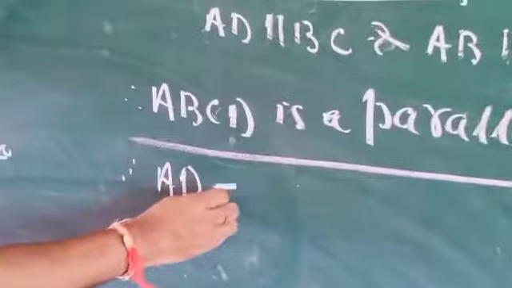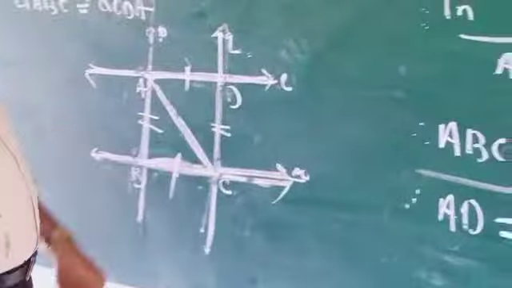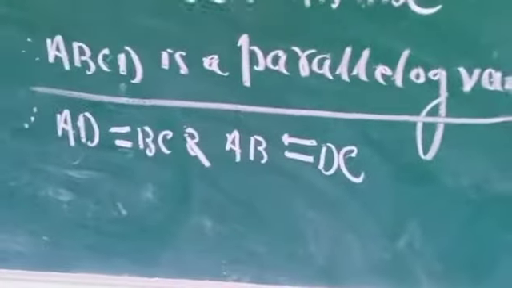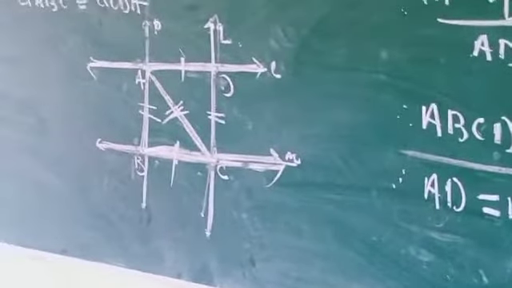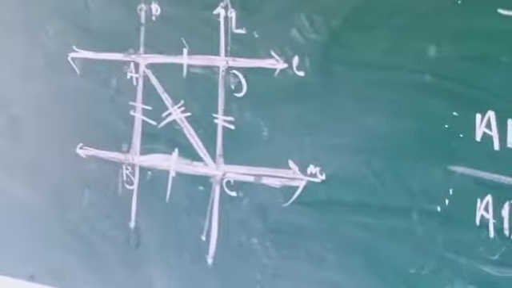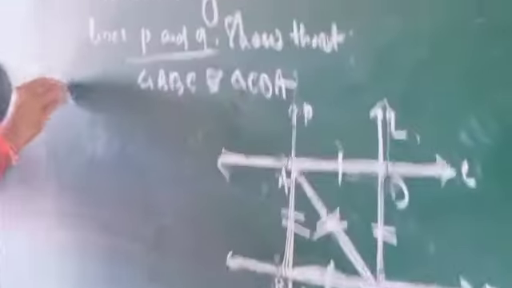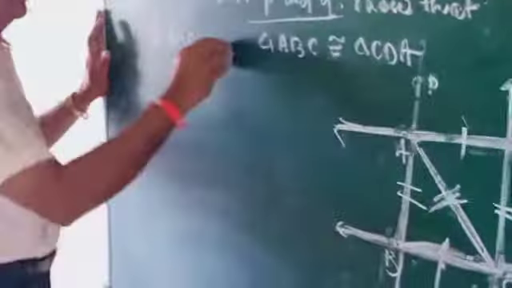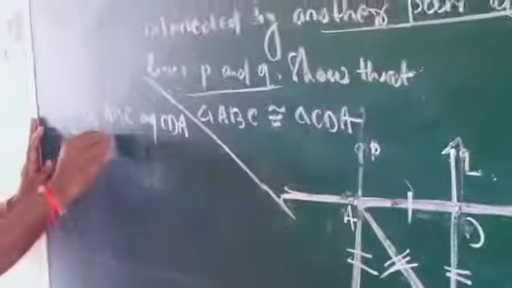So therefore AD is equal to BC and AB is equal to DC. And AC is the common side in both. So therefore we can write, in triangles ABC and CDA, what do we have?